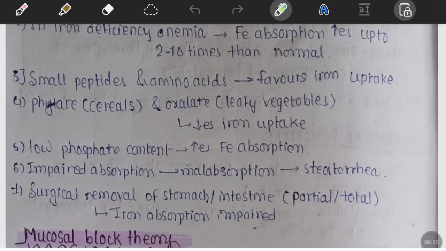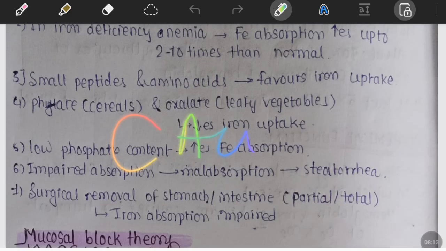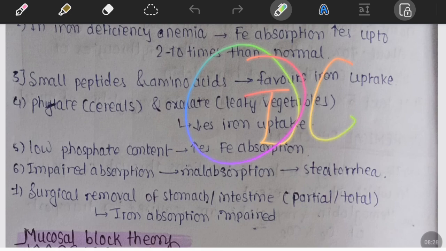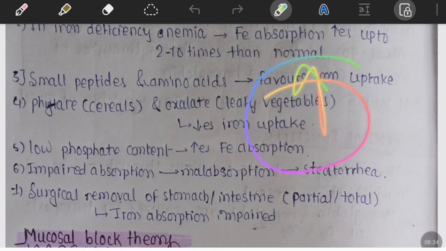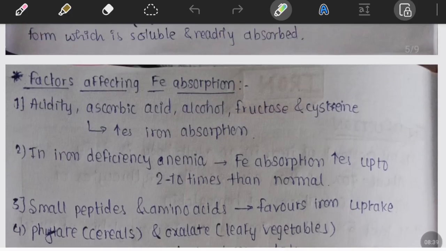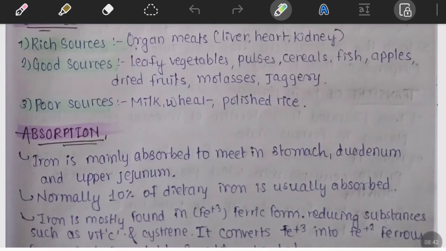Here is one memory trick: C acid helps iron come in. It means vitamin C helps, acidity also helps, and a heme deficiency state, meaning iron deficiency, helps. I is for intact intestine, and cysteine. These help to increase iron absorption. So today we will learn about absorption, sources, and dietary requirement.